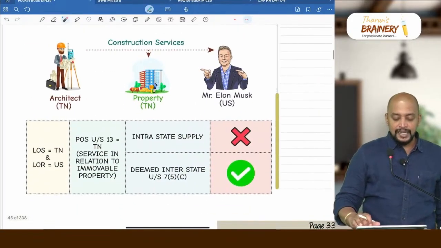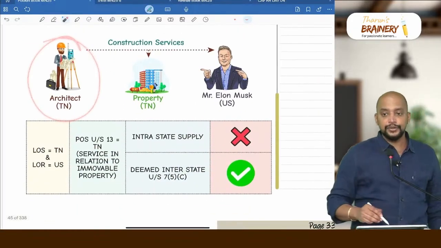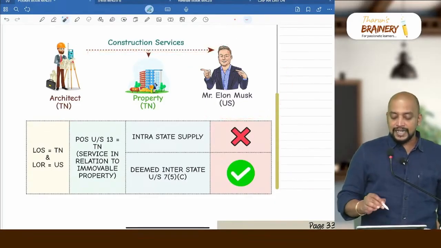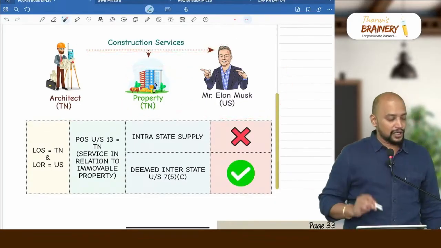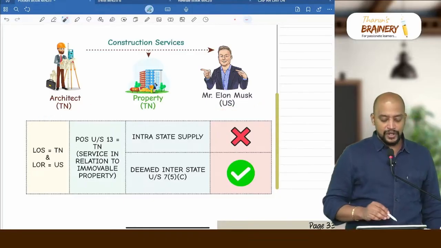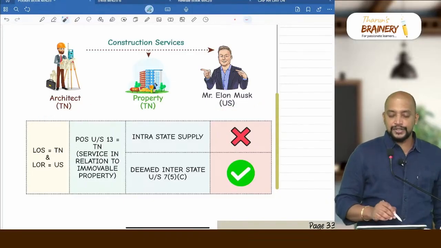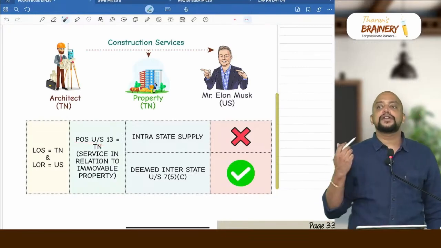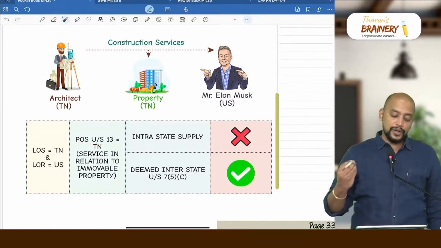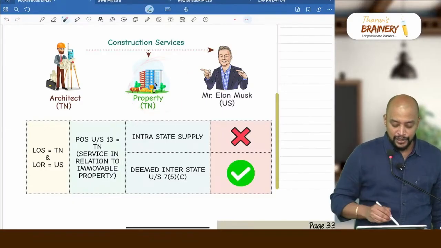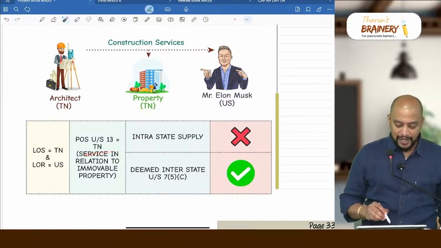For example, there is an architect who is in Tamil Nadu providing construction services to Mr. Elon Musk in US in relation to the property in Tamil Nadu. In this case, location of supplier is Tamil Nadu and location of recipient is US. So therefore, the place of supply is determined under section 13. As it is service in relation to immobile property, the location of immobile property will be taken. What is the location of immobile property? Tamil Nadu is taken as place of supply.